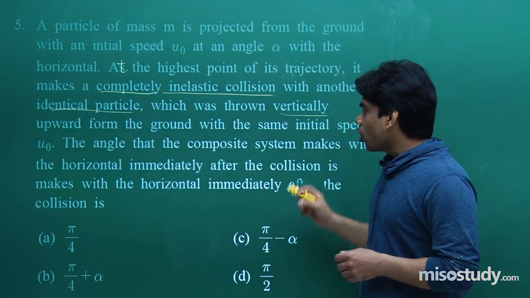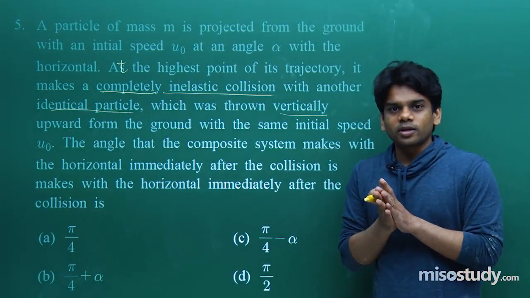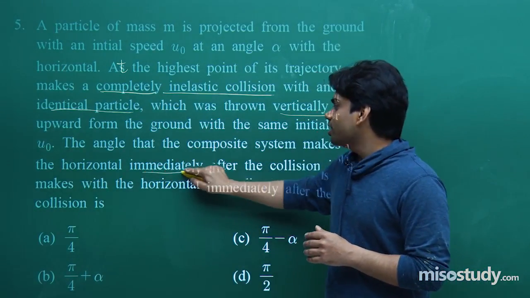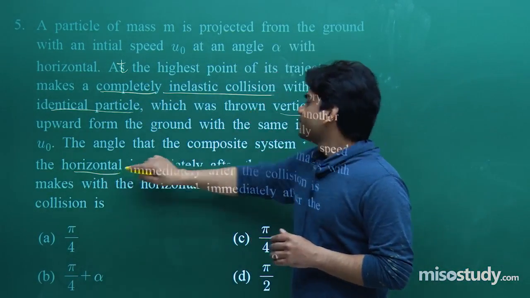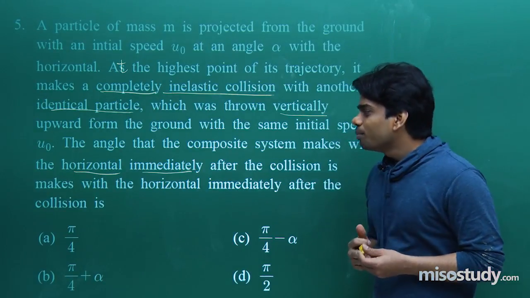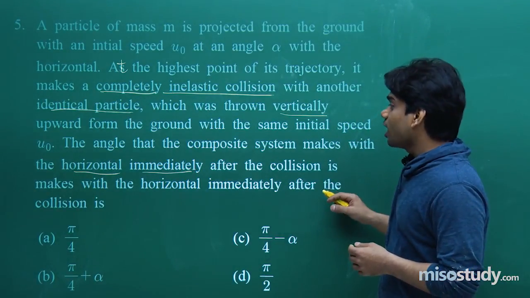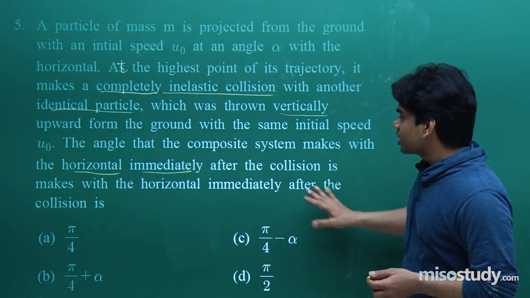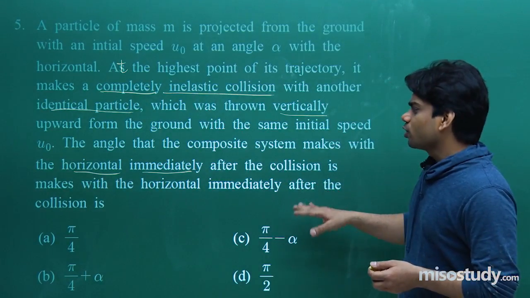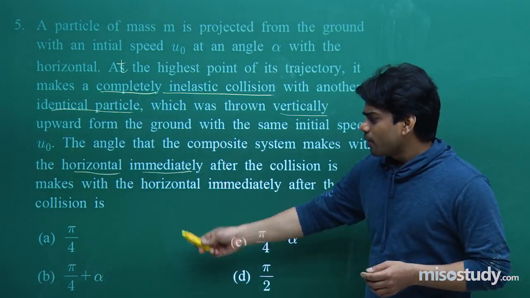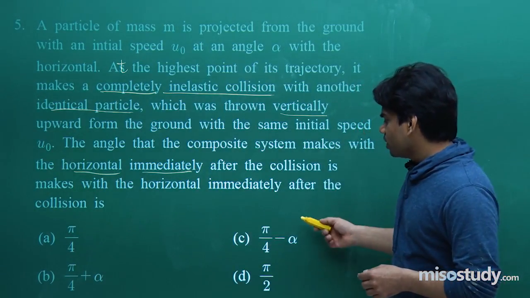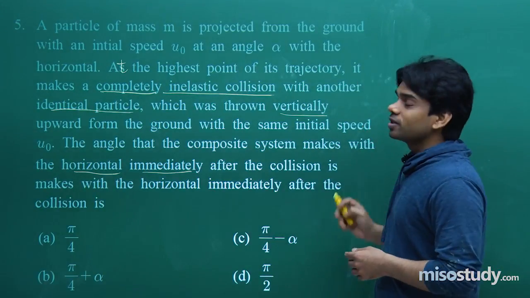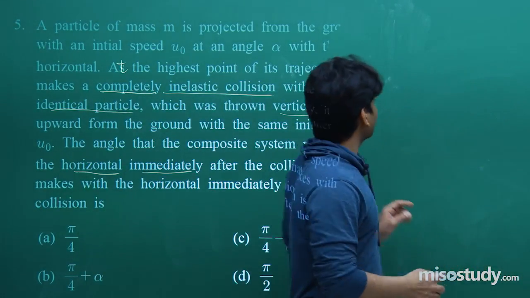The angle that the composite system makes with the horizontal immediately after the collision, when they strike and become one composite system. This statement has been repeated, but don't worry, it is after the collision. The options are: A, pi by 4; B, pi by 4 plus alpha; C, pi by 4 minus alpha; and D, pi by 2. Let's check which option suits here, and I will tell you how you can understand the scenario.